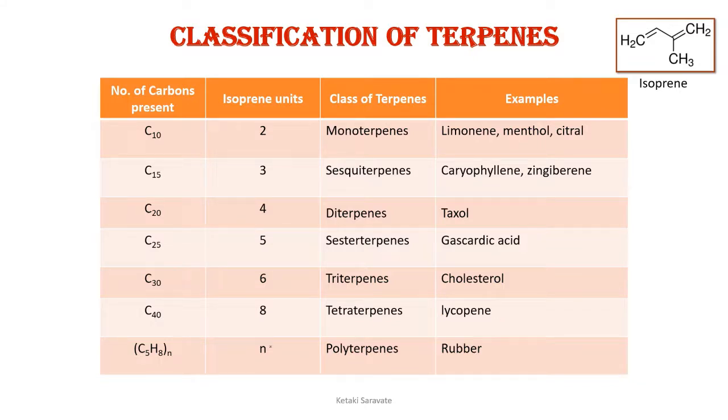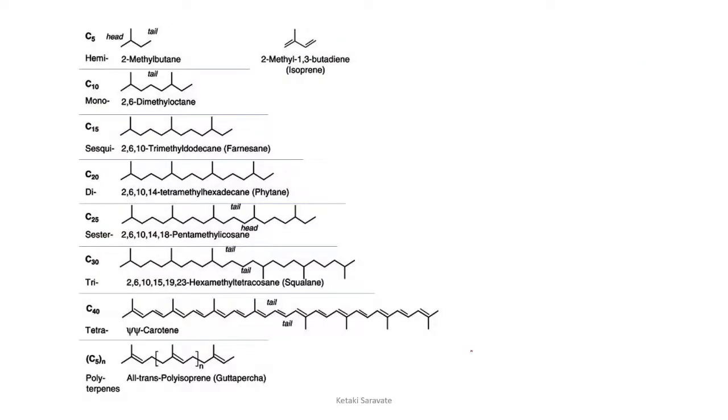Then, when there are n number of isoprene units, polyterpenes are synthesized. An example is rubber. Here you can see how the isoprene units are combined to give us different types of terpenes. In the first case, this is a head part and this is a tail part. A C5 unit is known as hemiterpene or isoprene. Then monoterpene has 2 such isoprene units. Sesquiterpene has 3 such isoprene units. Diterpene has 4 such isoprene units, and so on. For triterpenes, the joining is not head to tail, it changes to tail to tail.